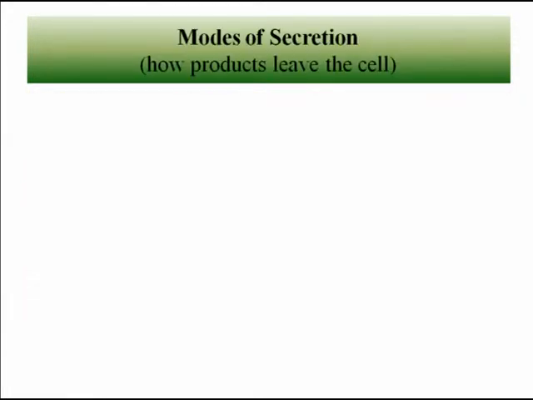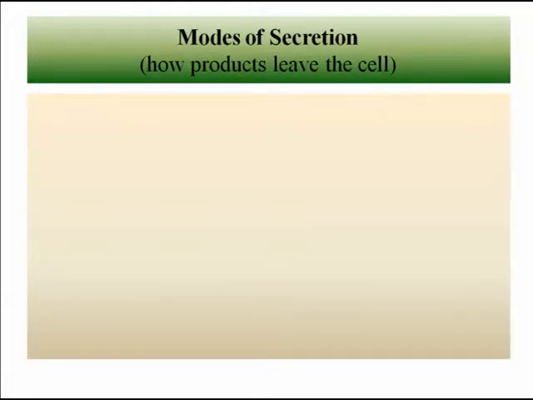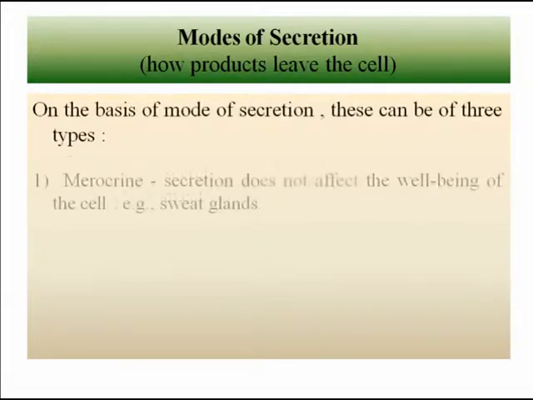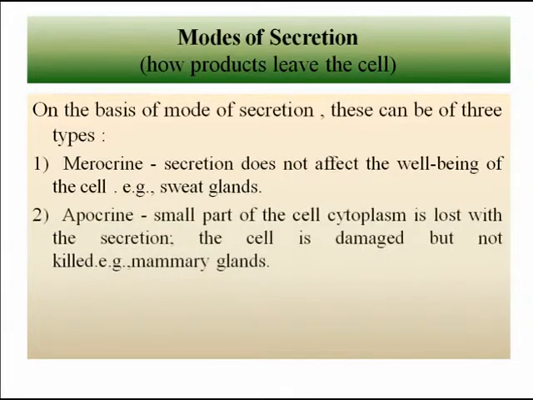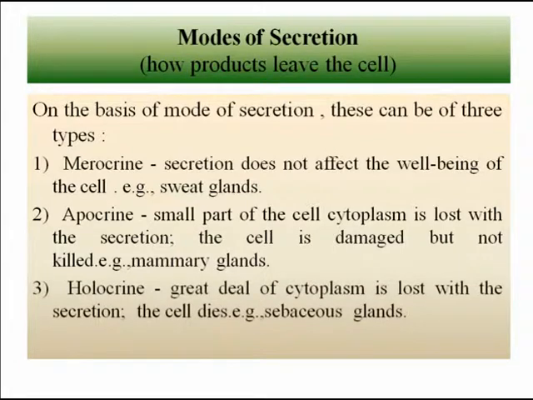Now, modes of secretion. That is how the products, whether it is hormone, mucus, anything else, leave the cell. So, according to the mode of secretion, the glands can be of three types. First one is merocrine gland, in which secretion is discharged through diffusion. For example, sweat glands. Another one is apocrine gland, in which glandular secretion accumulates in the terminal part of the cell, which is pinched off. For example, mammary glands. The third one is holocrine glands, in which cell dies during secretion. For example, sebaceous glands.